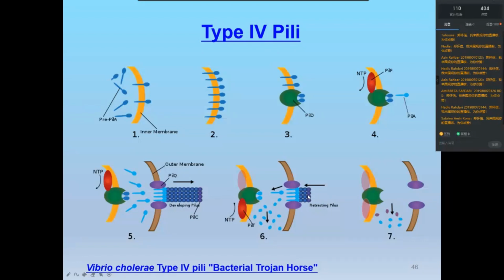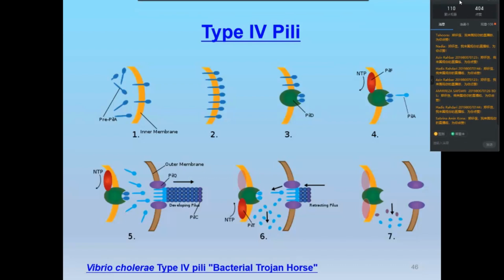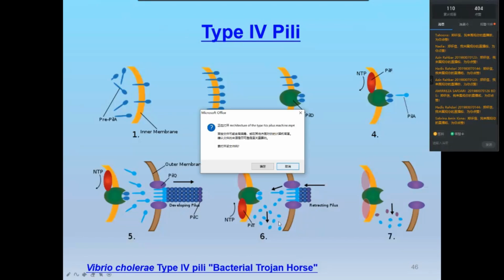During this extension and retraction, it can pull the bacteria to move. And this movement we call twitching. Okay, let's have a short video, and it will show us how the bacteria move along the surface and how the type 4 pili work. Okay, let's see this video.